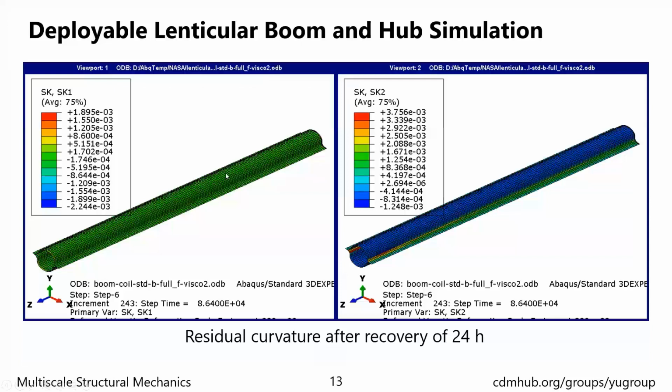Here on the left shows the contour of the residual curvature in the longitudinal direction, the SK1, and on the right we have the curvature in the hoop direction, the SK2. Both of them are the result after 24 hours of recovery. We can see that the SK1 is trivial while some major values are observed for the SK2.